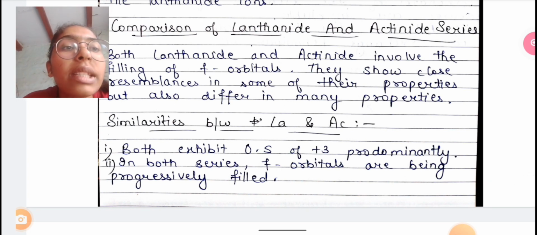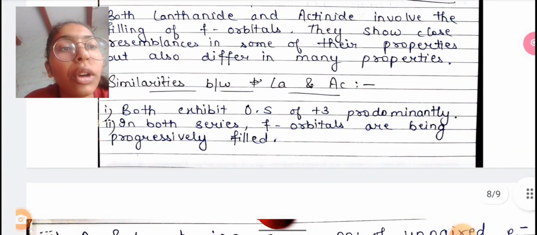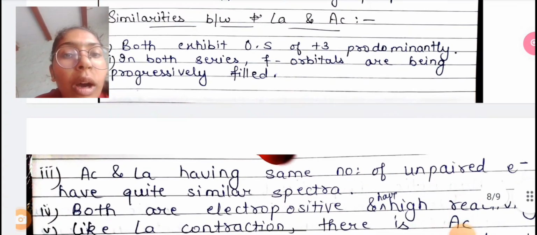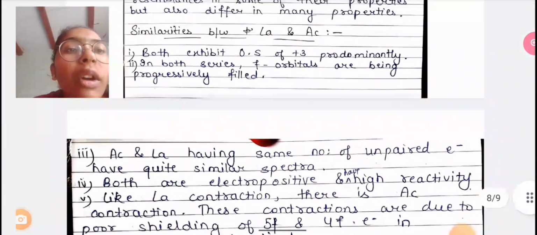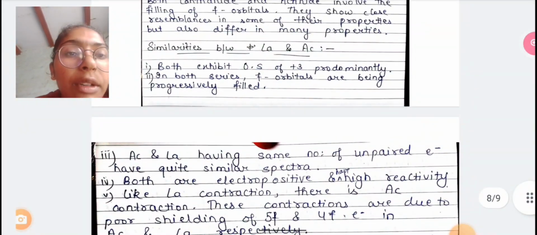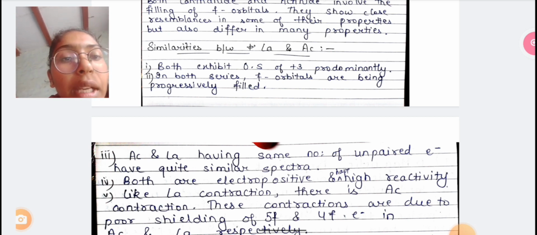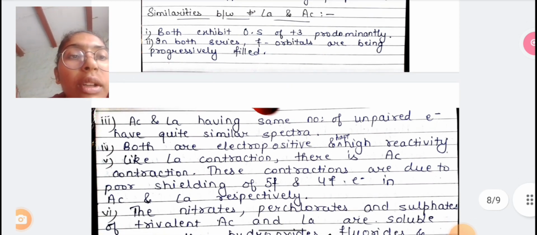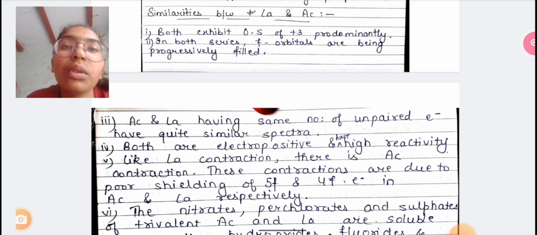Second one, in both series f orbitals are being progressively filled, that is, in both lanthanoids and actinoids the f orbital is filled. Third, actinoids and lanthanoids have the same number of unpaired electrons. Fourth one is both are electropositive and have high reactivity. Fifth, like lanthanoid contraction, there is actinoid contraction. These contractions are due to poor shielding of 5f and 4f electrons.